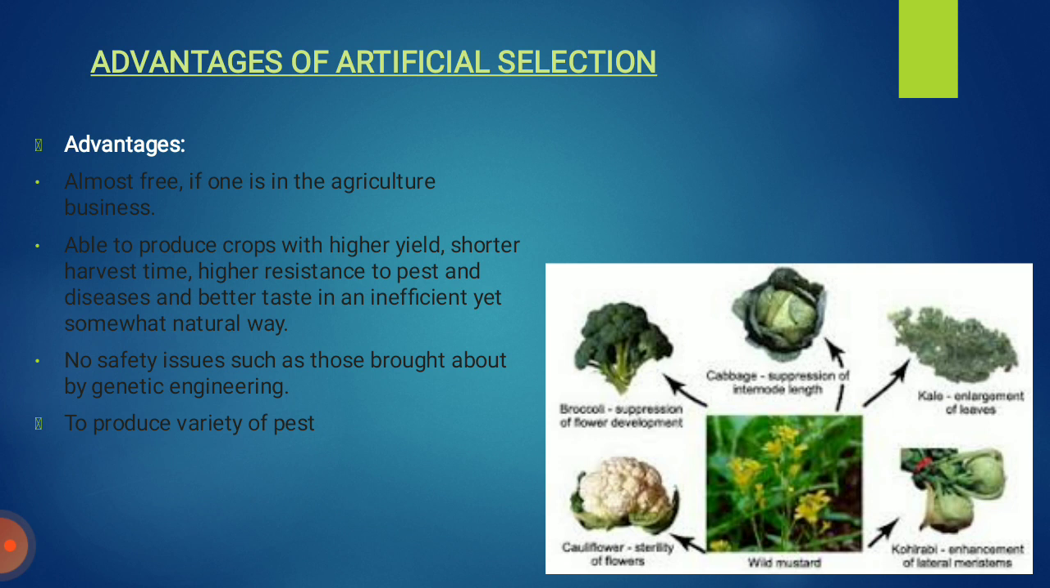Next, advantages of artificial selection. Here I tell you about the advantages of artificial selection. First, it is almost free if one is in the agriculture business. The next is that it is able to produce crops with higher yield, shorter harvest time, higher resistance to pests and diseases, and better taste in an inefficient yet somewhat natural way. There are no safety issues such as those brought about by genetic engineering to produce a variety of pests. In the picture you see wild mustard, from which different categories of cabbage such as cauliflower, broccoli, etc. are produced.